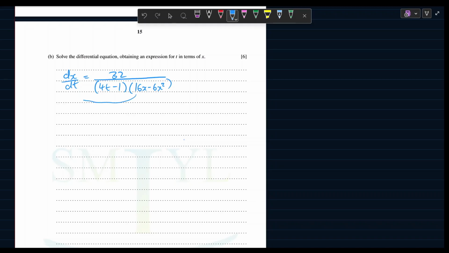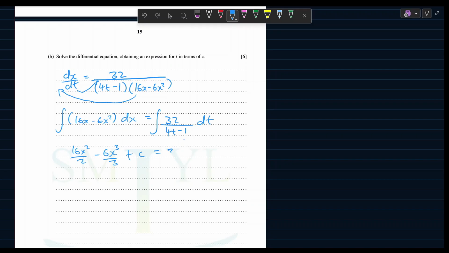So we need to move this bracket with x to the left so that it becomes 1 over (16x minus 6x squared) with respect to x is 32 over (4t minus 1), and then we're just going to move the dt to the right hand side. Once we've separated our variables, we can go ahead and integrate both sides. So we'll start with the left. If you integrate 16x, you get 16x squared over 2 minus, if you integrate negative 6x squared, that's negative 6x cubed over 3, plus a constant of integration.